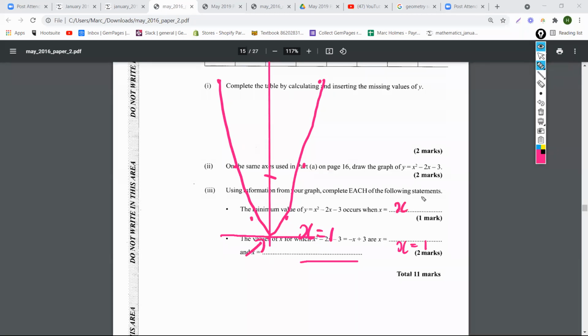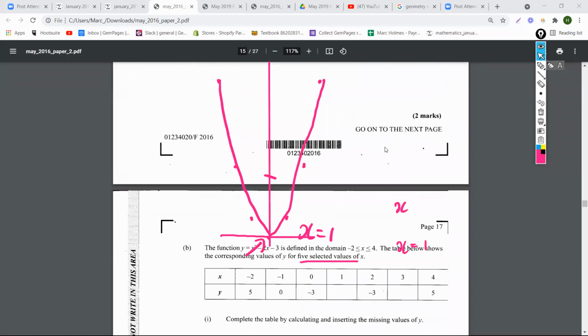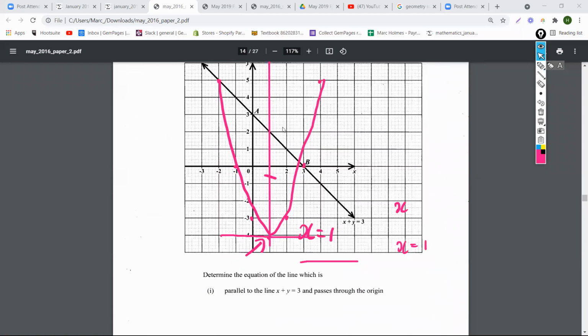And then they also asked us, where does the line cut the graph? Where does this line here cut the graph? The line cuts the graph at this point. This was one of the points, where x is equal to 3 and y is equal to 0. It also cuts the graph where x is equal to -2. So here and here, that's where it cuts the graph.